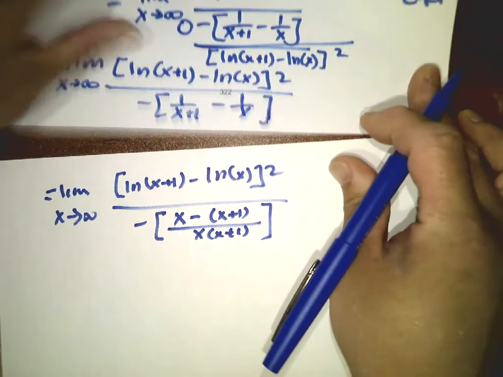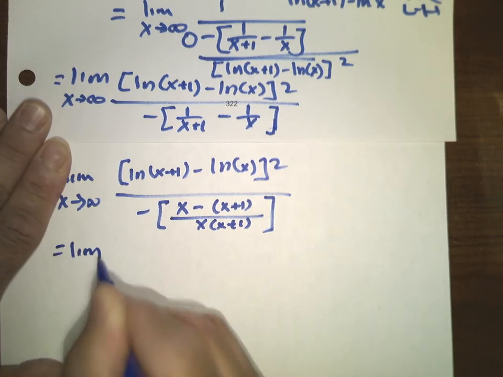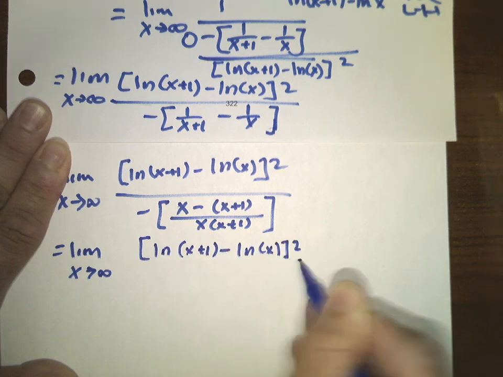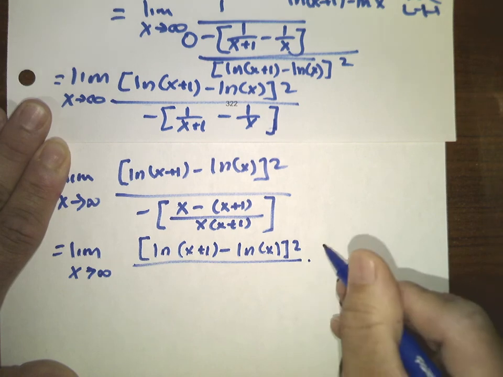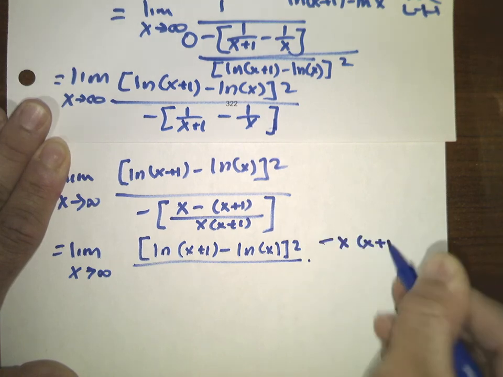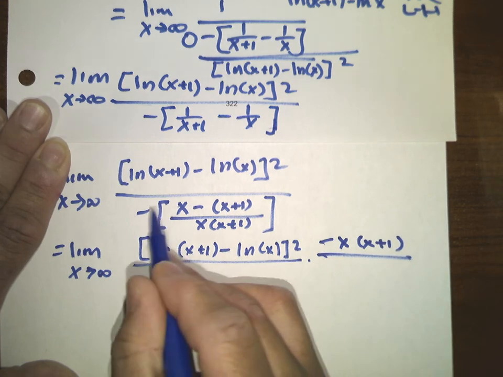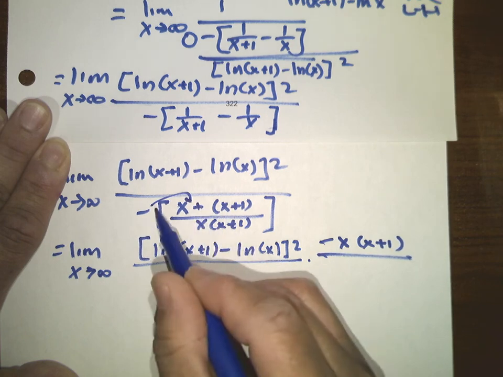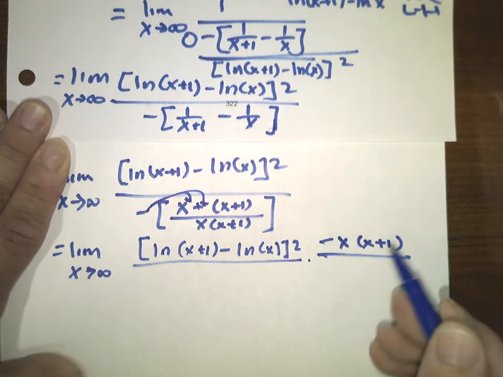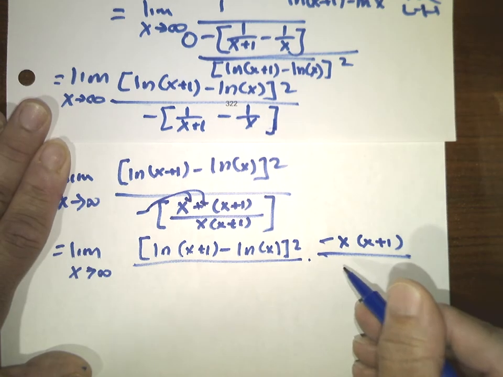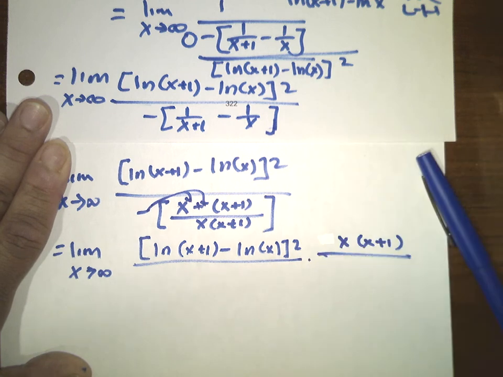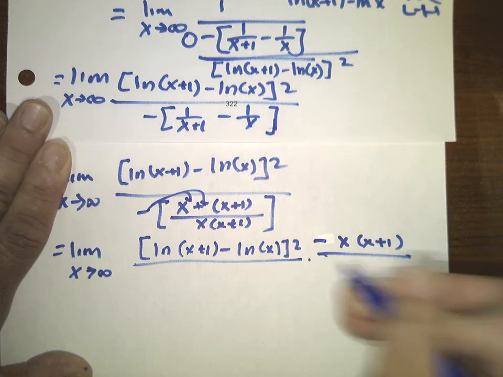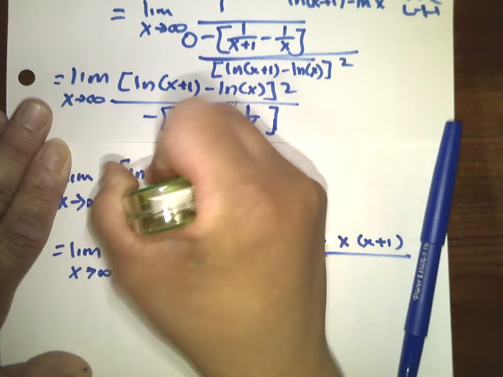And so then what do I have here? I have the limit as x approaches infinity of natural log of x plus 1 minus natural log of x, all squared, and then multiplied by the reciprocal, so negative x times x plus 1, and that will be over the negative, and that will be negative x, and then that will be a plus. Actually, I don't want the negative here then. That might make it easier for you. Maybe I'll just put it there, and I won't distribute that. That will be fine.